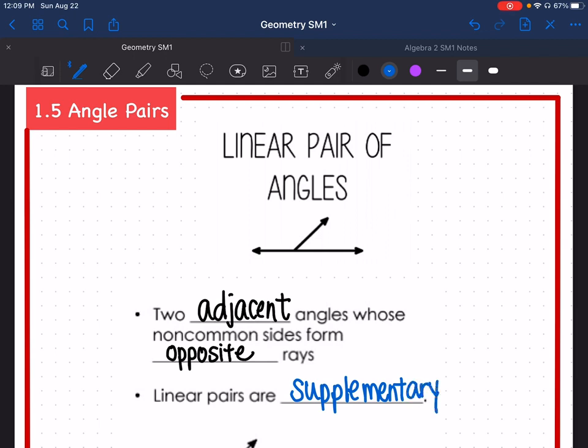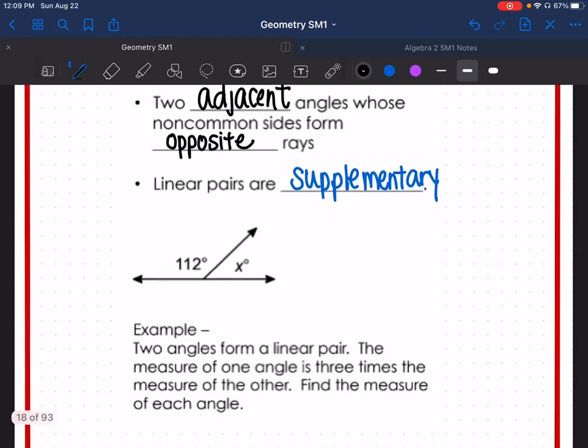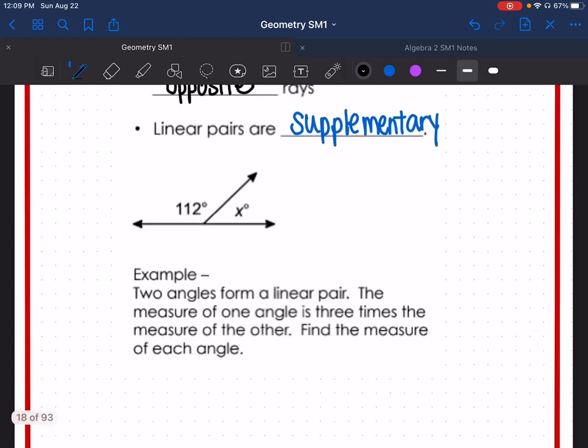All right, let's go ahead and take a look. Here is what a linear pair would look like. I want you to notice that there are two angles. Angle 1 is 112 degrees, and angle 2 is x degrees. Together, they form a straight line or a straight angle, which we know is 180 degrees. So supplementary, which we're going to talk about soon, just means that if I added these two angles together, the yellow plus the pink, they must equal 180 degrees.